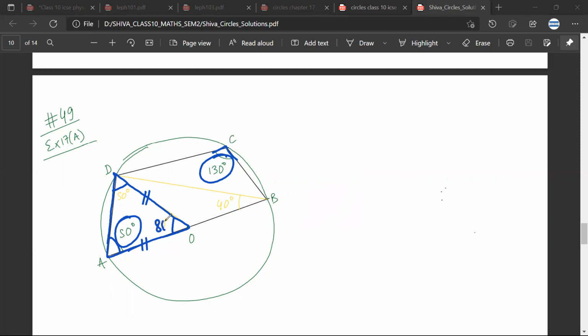Do we agree? Yes. So the angle formed at the center is 80 degrees. Therefore, the angle formed at the circumference would be 40 degrees. Am I correct? Yes.